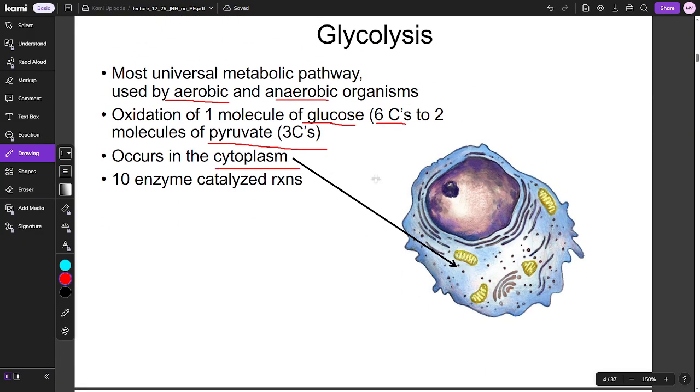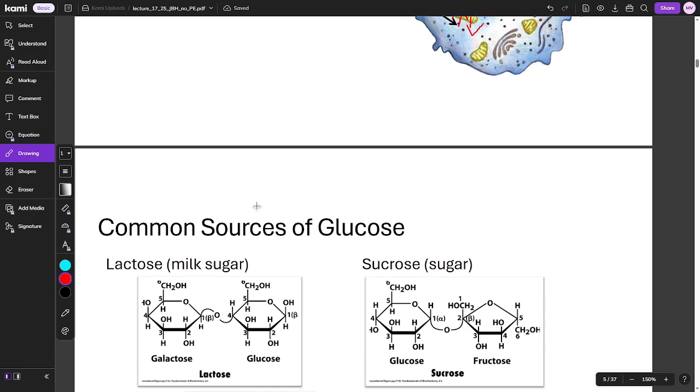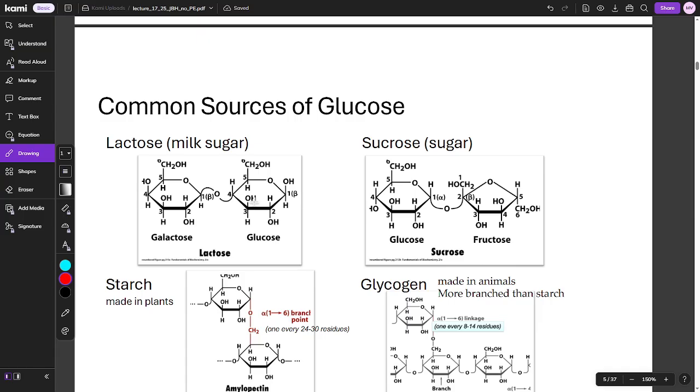You'll learn about the citric acid cycle later, which occurs inside the mitochondria, and you can shuttle things in and out of the mitochondria to help with these processes. And 10 enzymes catalyze the reactions. We'll go over those later.